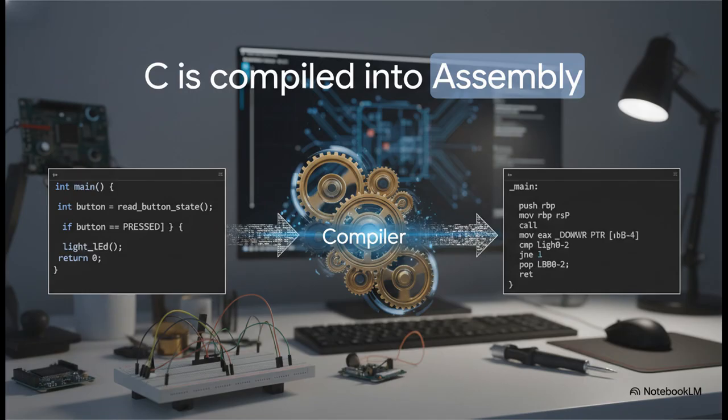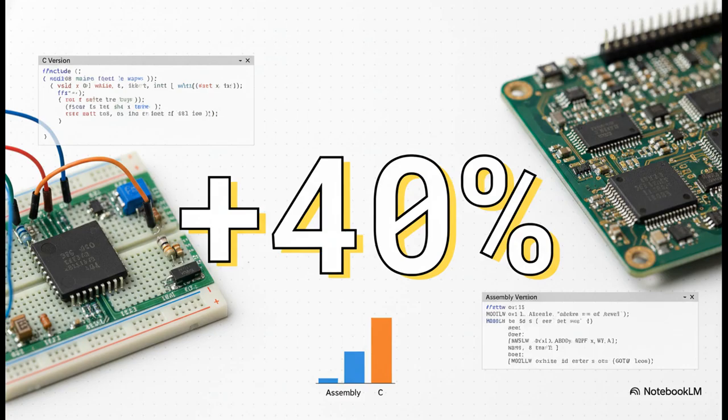And then a special program, called a compiler, does the heavy lifting. It translates your C code into the exact same kind of assembly instructions we've just been looking at, all behind the scenes. It adds this layer of abstraction, so you're not micromanaging every single bit and register. And man, this can make development go so much faster. But there's always a trade-off, isn't there? That convenience comes at a cost.